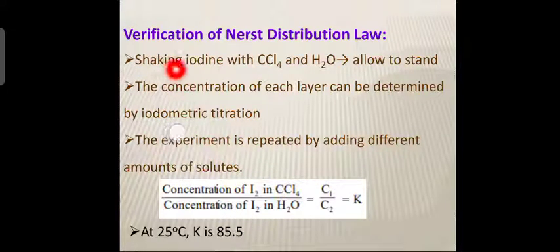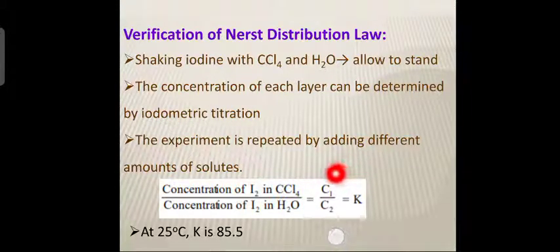Which is the solute here? Iodine is the solute. Which is the solvent? Carbon tetrachloride and water. So what you find here when you repeat it for different concentrations or different amounts of the solute, you will see that the concentration of iodine in carbon tetrachloride divided by the concentration of iodine in water is equal to C1 by C2, which is equal to K, a constant.